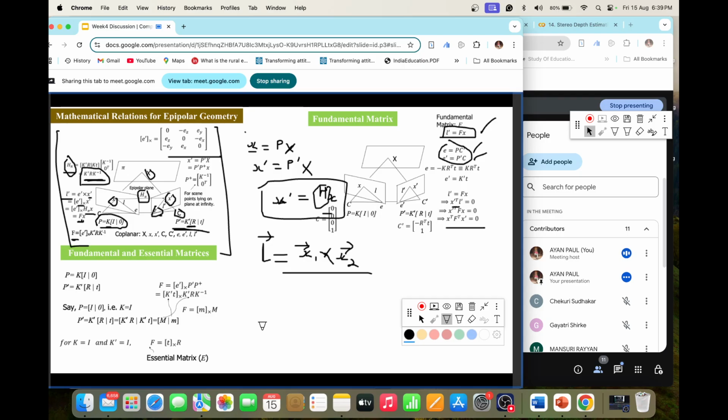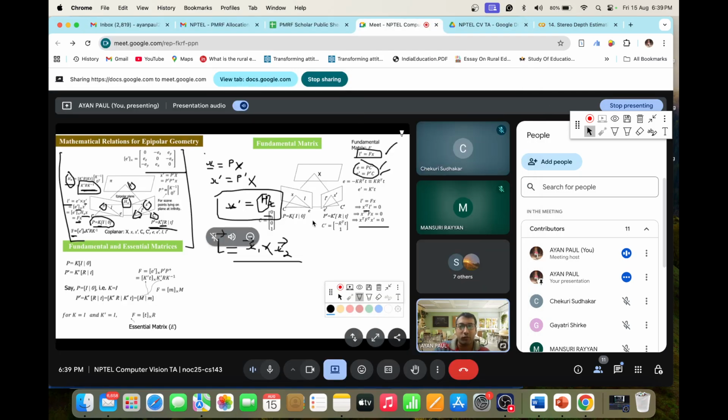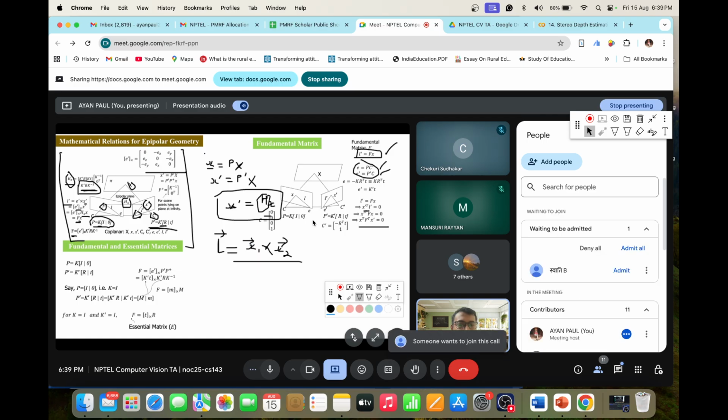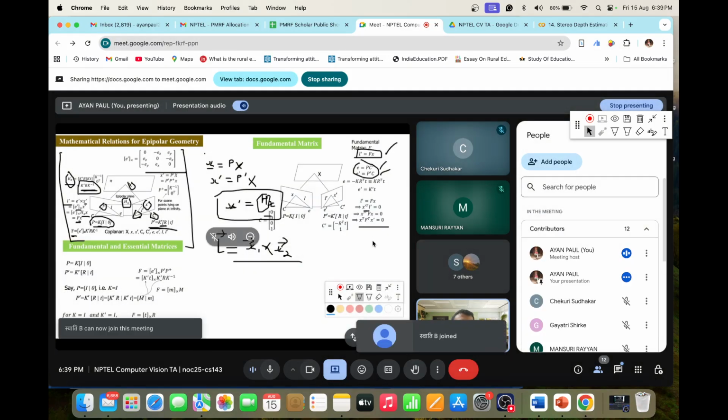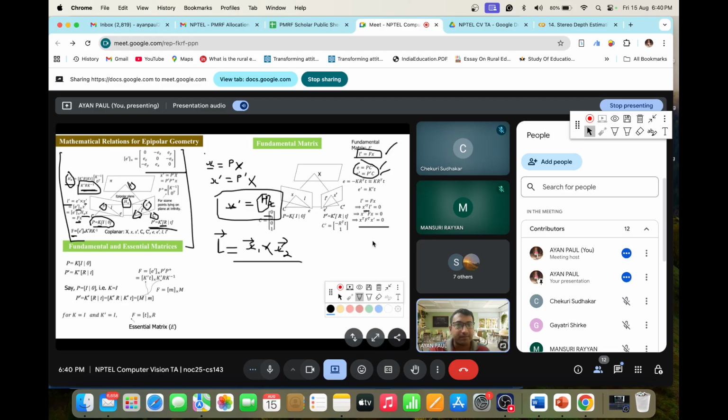Now about essential, so let me ask you first. Is it clear to all of you, the equations? Any doubt? Clear, right?